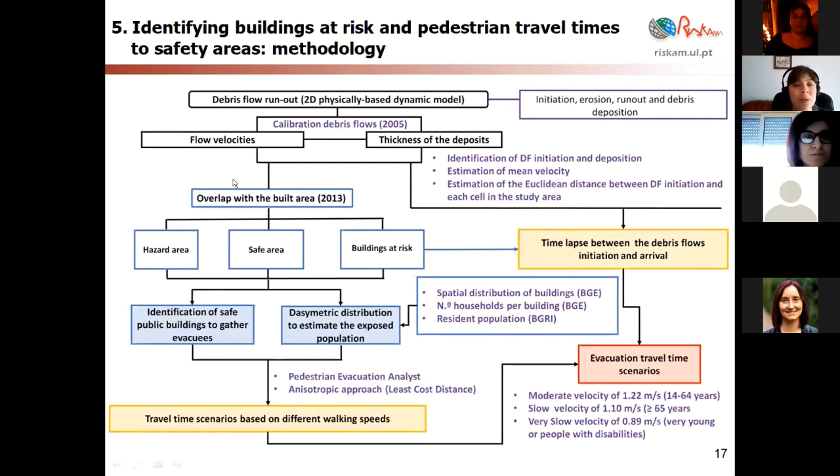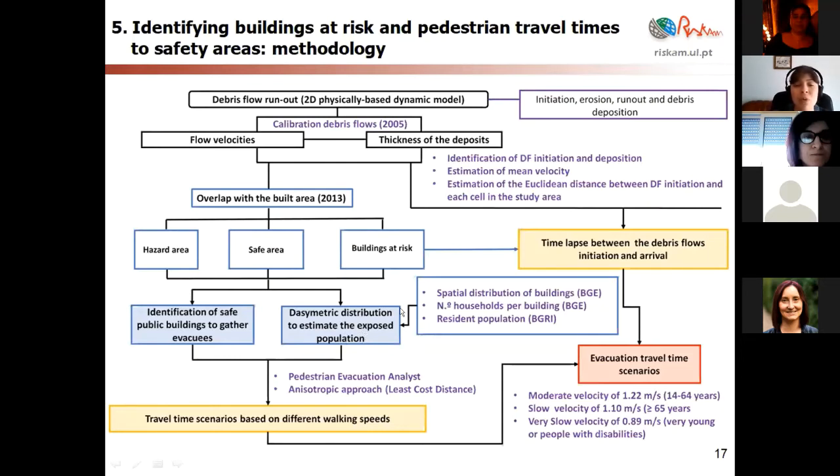And these results were overlapped with the built area in 2013. So by this overlapping, we were able to define the hazardous area, the safe areas, and the buildings at risk. And of course, the time lapse between the debris flow initiation and arrival to each one of these areas. Okay, so using these 3 areas, we identified the safe public buildings that can accommodate the evacuees, and we proceeded to a dasymetric distribution to estimate the exposed population.